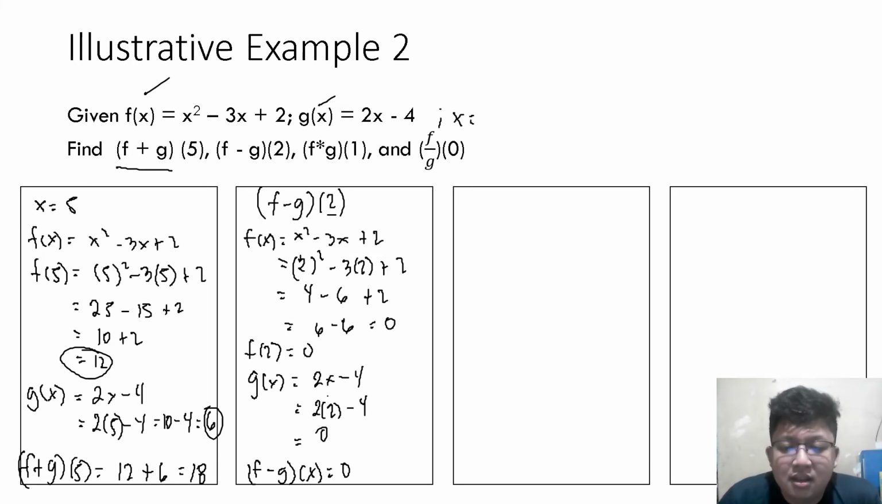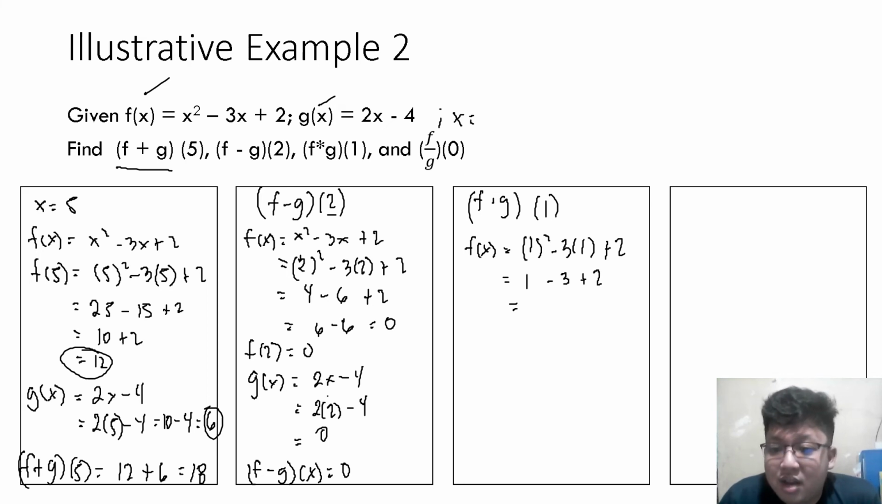So next, multiplication naman po tayo, f times g of 1. So f of x is equal to 1 squared minus 3 times 1 plus 2. Ayan, so 1 minus 3 plus 2. So here, as you can see, the result is also 0. Ayan, bakit po? Because 1 plus 2 equals 3, minus 3 equals 0.